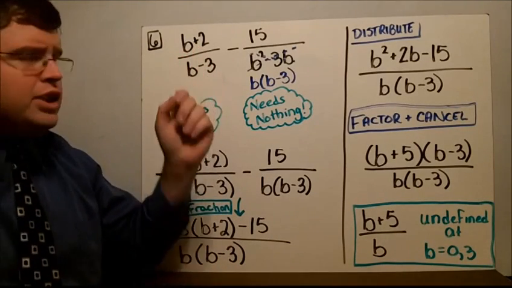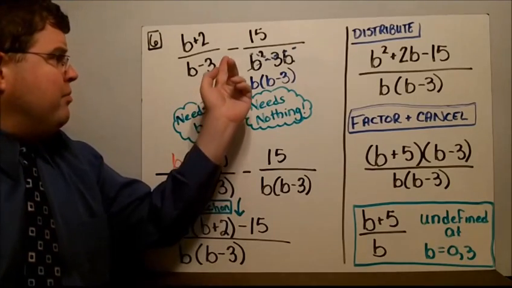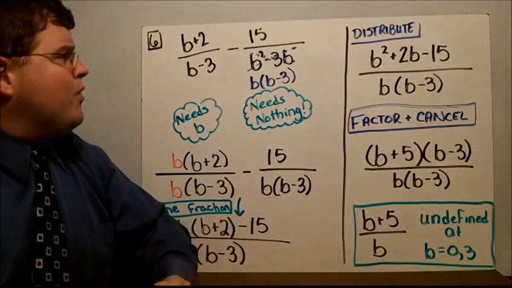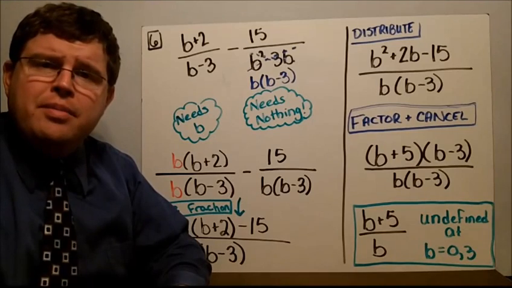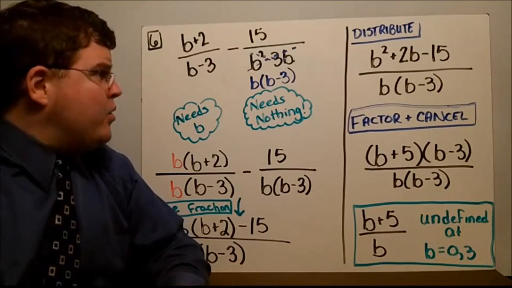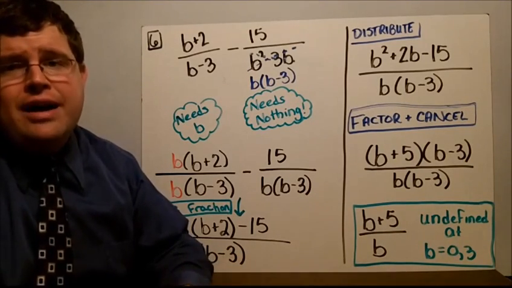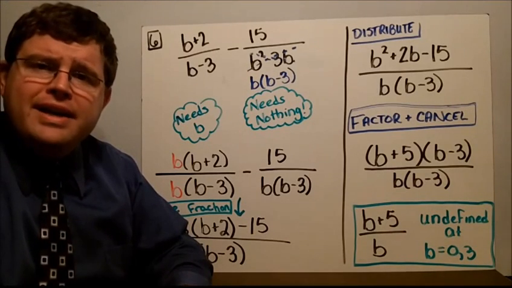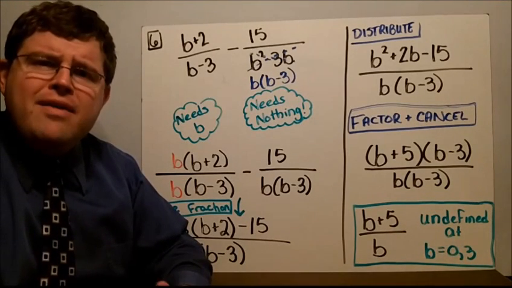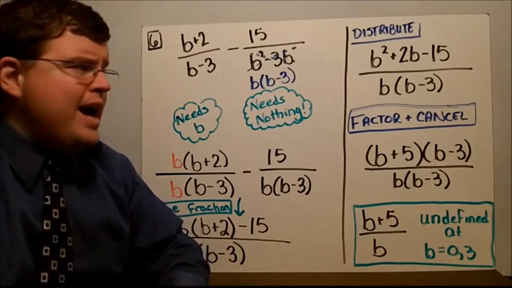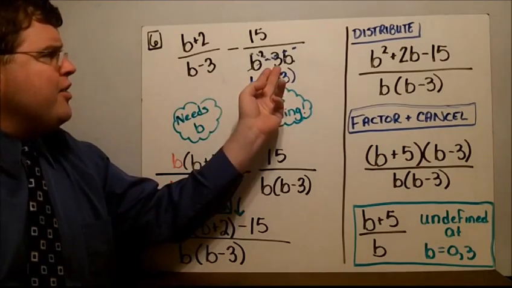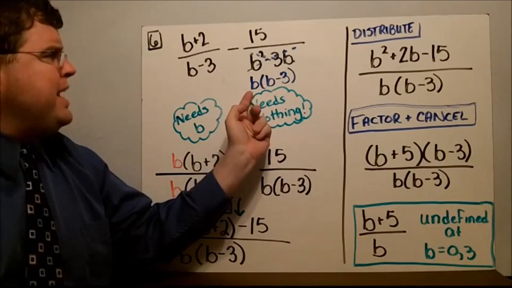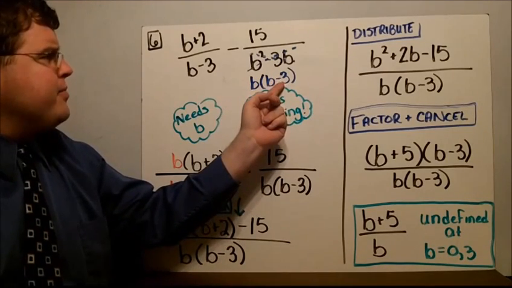We have b plus 2 over b minus 3 minus 15 over b squared minus 3b. We're adding or subtracting, in this case subtracting, and so we know we need common denominators. We begin by factoring the bottom of each of the fractions. This does not factor, but this one did. It's b times b minus 3.